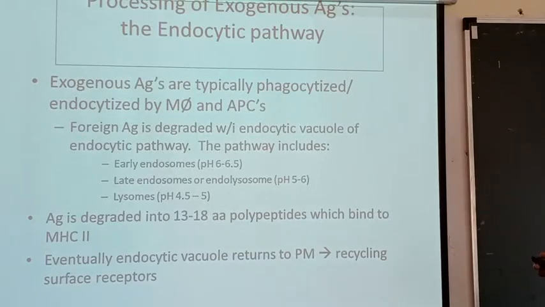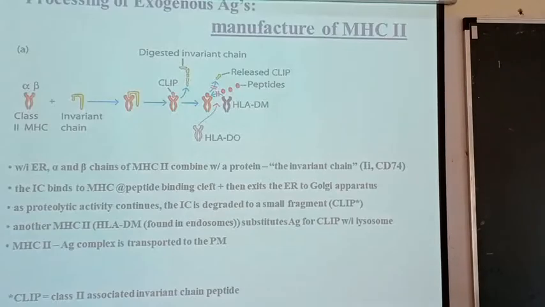So this antigen is degraded into polypeptides which bind to the major histocompatibility complex class II, and eventually the endocytic vacuoles return to the plasma membrane and recycling of the surface receptor is carried out. Now this is an example of how it is carried out. This is a class II, that is a major histocompatibility complex class II, bound with the invariant chain, and this is the CLIP formation, that is a breakdown of the invariant chain takes place and the peptide is released, and this is carried out.